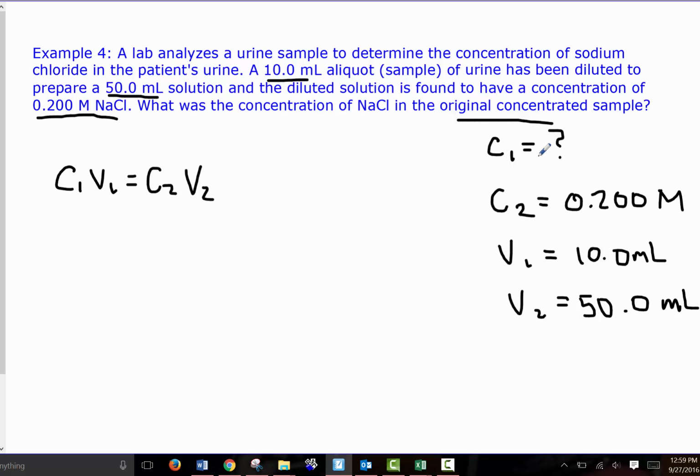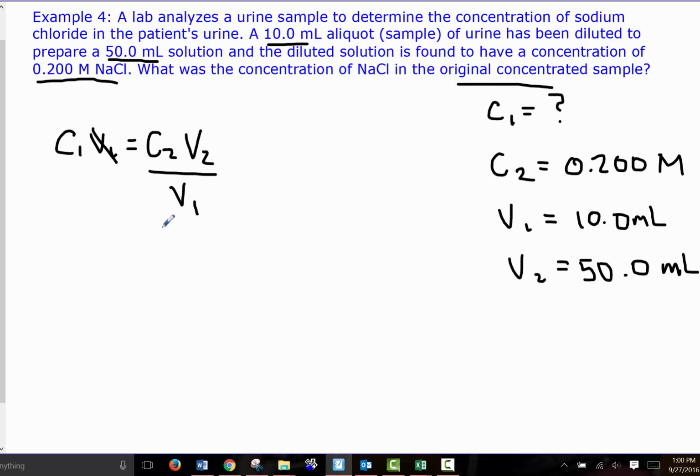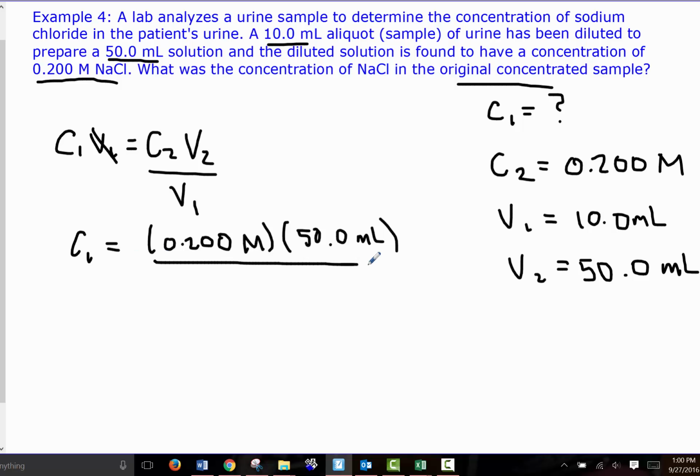We're solving for C1, so let's rearrange this formula. I'm going to divide both sides by V1 so that I've got C1 on its own on the left-hand side. So C1, concentration of sodium chloride, originally is equal to C2, 0.200, keep my units in my calculation, times V2, be careful here, make sure we're using the right value. V2 is 50 mL, and I'm dividing by V1. My original volume was 10 mL.